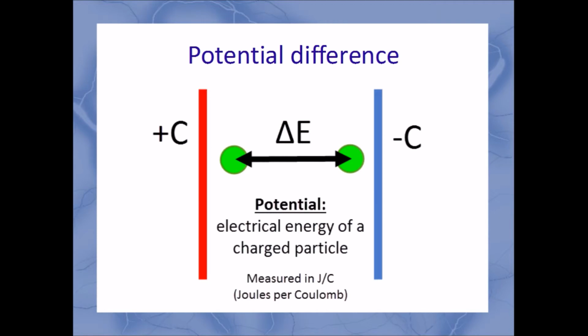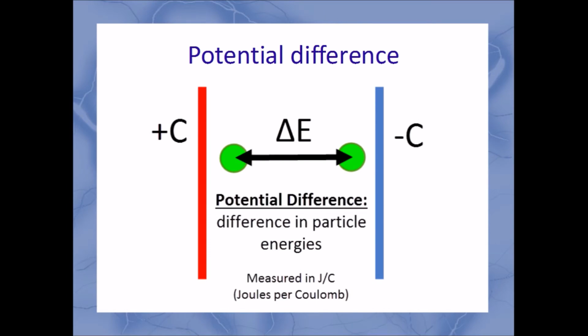The energy associated with the charged particle tells us its potential. This quantity is measured in joules per coulomb, so it's energy per charge. Real particles don't have charges of exactly 1 coulomb, so you usually need a calculator to work this out. Potential difference is a difference in energies, and that's what the delta E refers to. It's really just one potential minus another, the difference between high energy and low energy for a given charge.